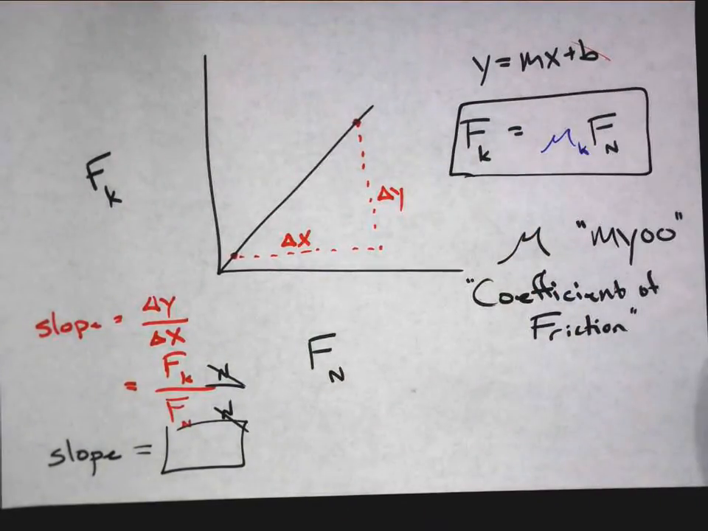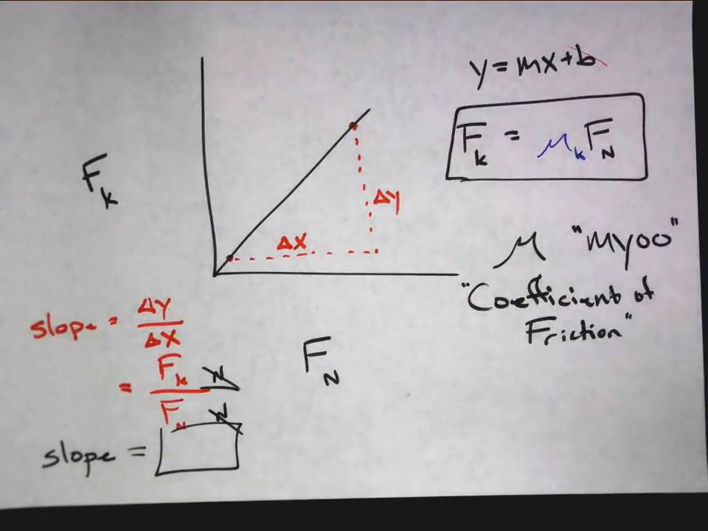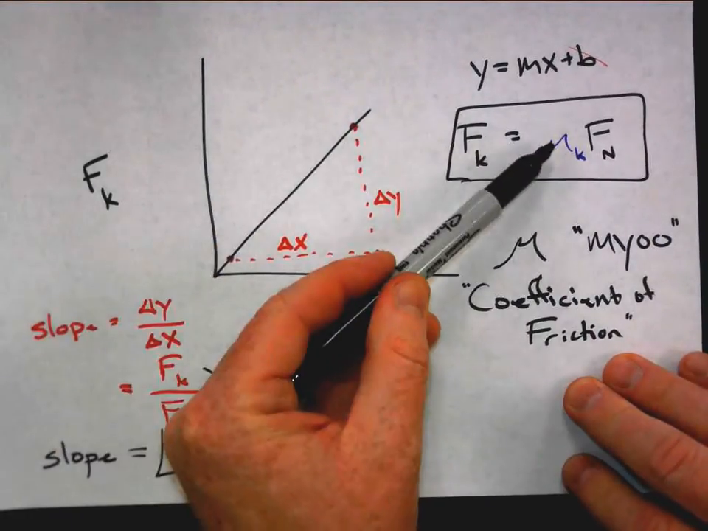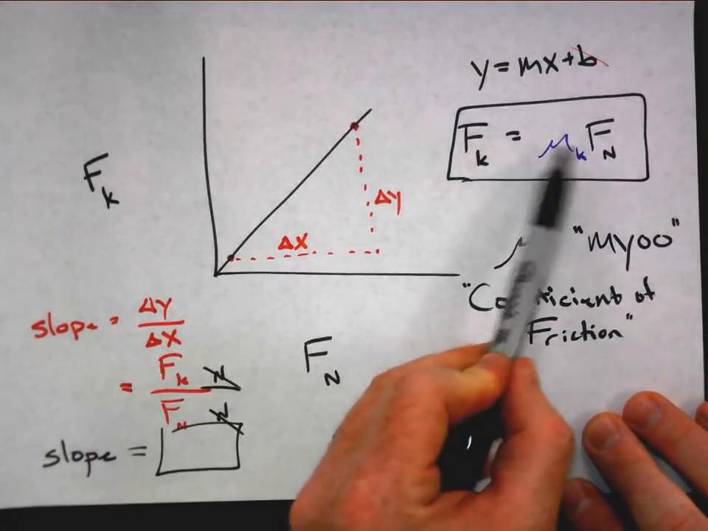So this is an equation that you want to be rather familiar with, and it is just like the equation for a line. There's the slope of the line. It's the coefficient. And that slope is constant, so that number does not change.